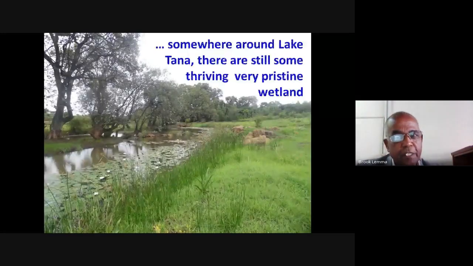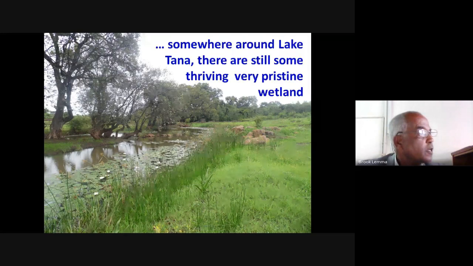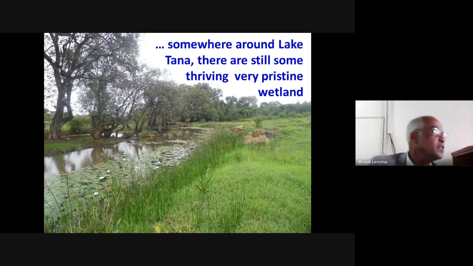So with that, I say that there are still, somewhere around Lake Tana and other places, some thriving, very pristine wetlands like these ones, whose shores are very well protected. You can see the water lilies and the calmness of the water. If trends continue the way they are, eventually we will catch up with these ones also, and cause all the damage that has happened in the other wetlands we're discussing. So we need at least to come back to this level, so that this water is available to the vast majority of the Ethiopian poor.